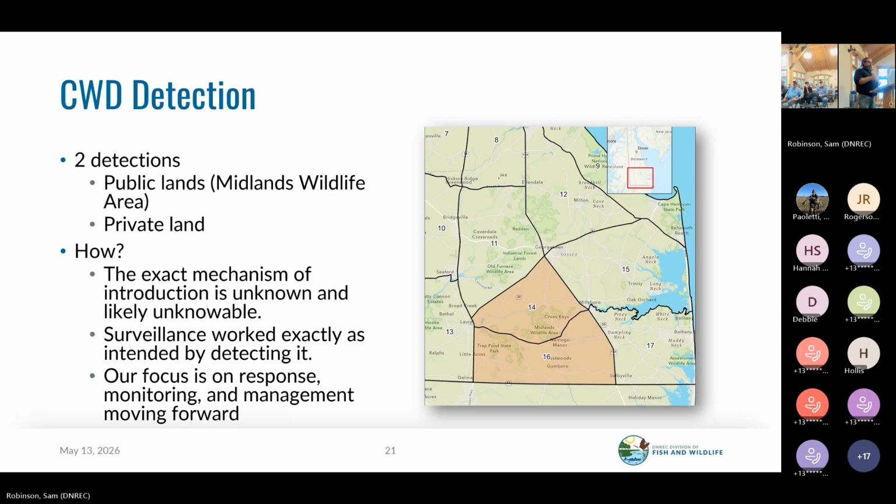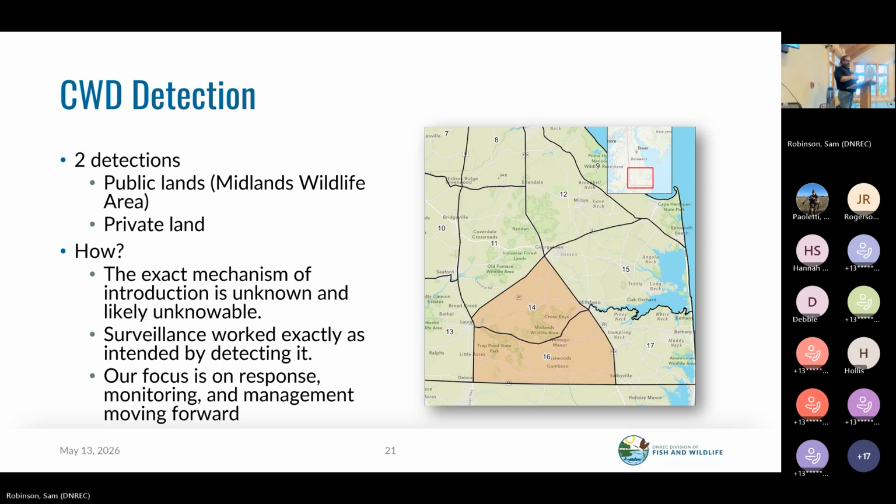Any other questions? So, two detections, where were they at? One was just a few miles away from here on the Midlands Wildlife Area, the other one's on private lands. How? We don't know. We may never know. I want that to be something that's understood. We talked about possible transmission earlier. That's a possibility of those things. So we'll just leave it there.